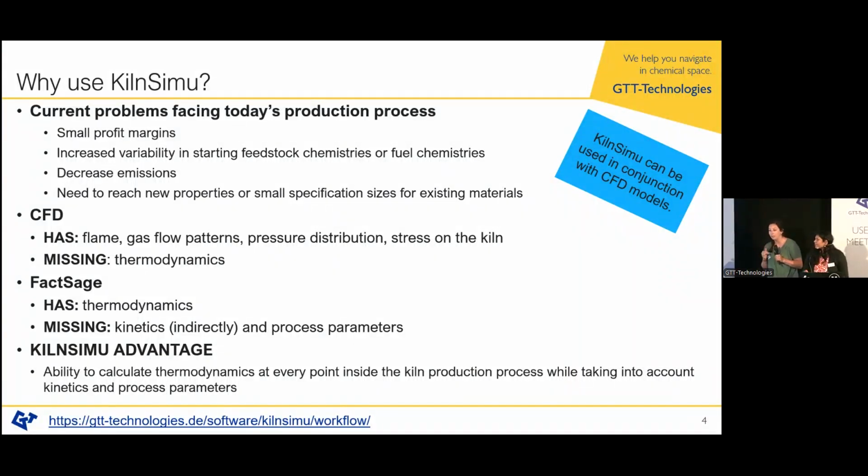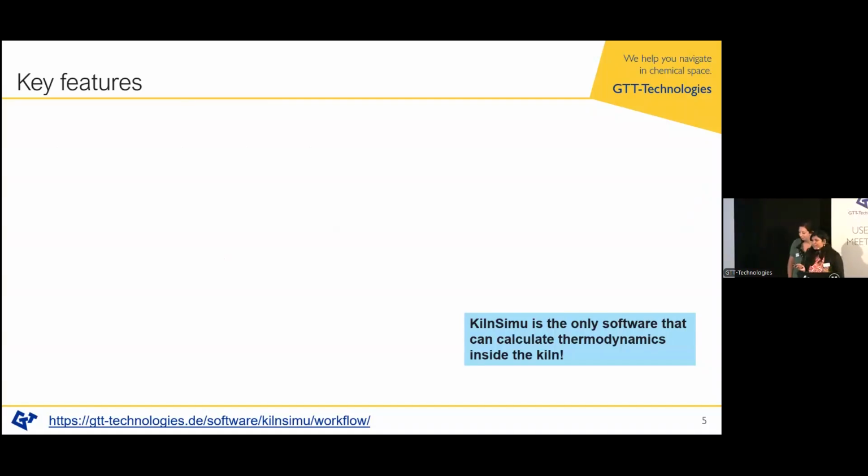It's actually a very unique product because it allows you to calculate the thermodynamics at every point inside your kiln production process, but also takes into account the kinetics and the process parameters of your kiln. And it can be used in conjunction with your CFD models. So it can feed back and forth through CFD models to get out the thermodynamic input that you might be interested in. So KilnSimu is the only software that can calculate thermodynamics inside the kiln, and it can be connected with kinetics and CFD models.